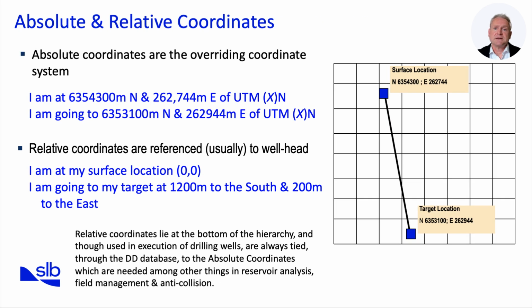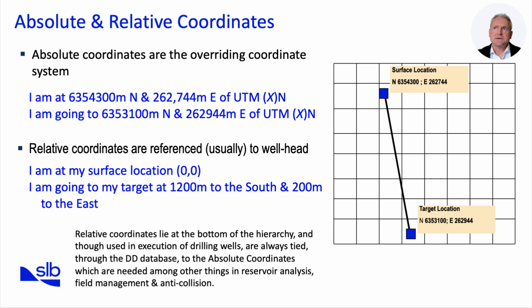Coordinates can be expressed in absolute or relative terms. Absolute coordinates tie positions to a global system, such as UTM. For example, we might say a well is at 6,354,300 meters north and 262,744 meters east in zone X. This provides an unambiguous position on Earth.